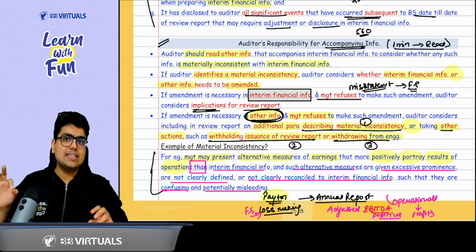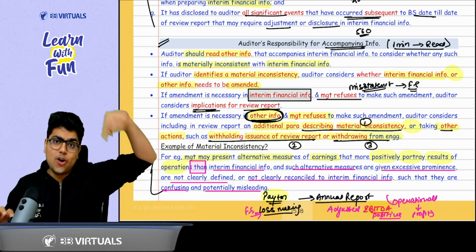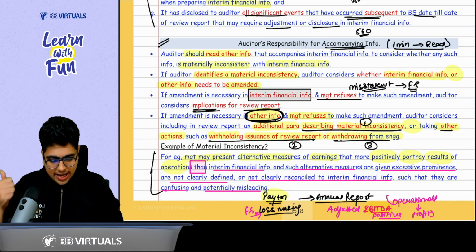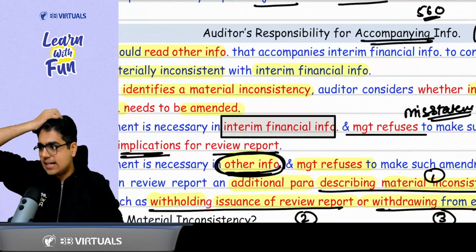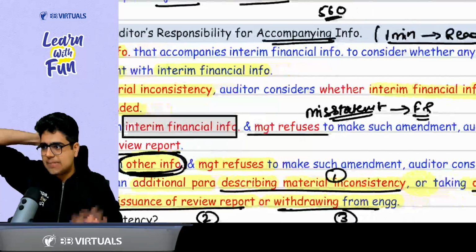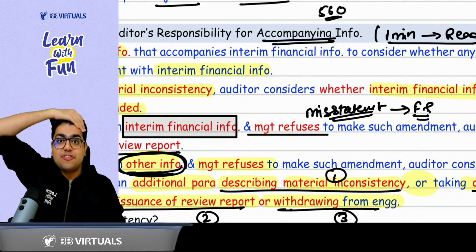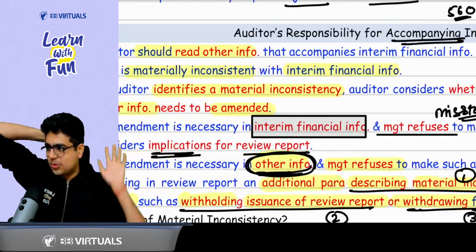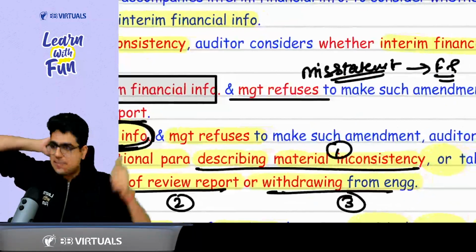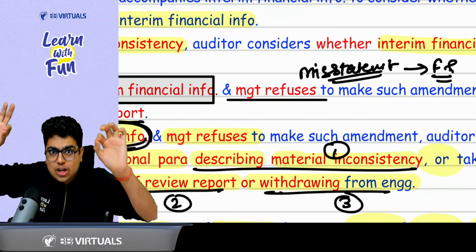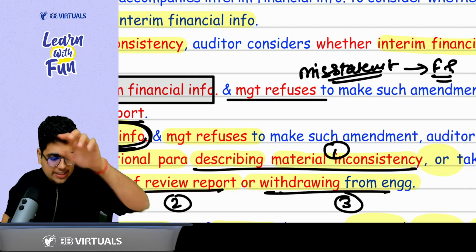If there is a material inconsistency, that means the material misstatement can be in the financial statement or it can be in the annual report. Yes, sir. If the material misstatement is in the financial statement and the amendment is necessary, but the management says no, we are not going to do the amendment, then modify your review report. If the material misstatement is in other information and again the management refuses, do you modify your report? No, sir. In your review report, describe the misstatement.